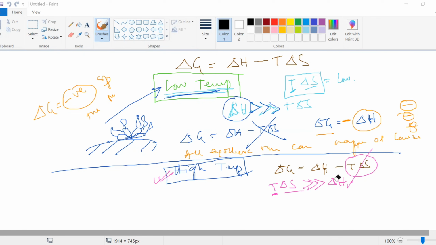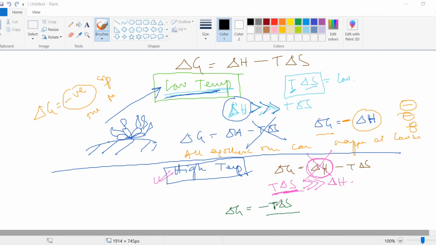At low temperatures, we cancel T delta S. At high temperatures, we are not cancelling this. I'm sorry, my bad. At high temperatures, T delta S is very high, so the delta H value is very small, and we cancel out delta H. So what we are getting is delta G is equal to minus T delta S, right? This equation we get.